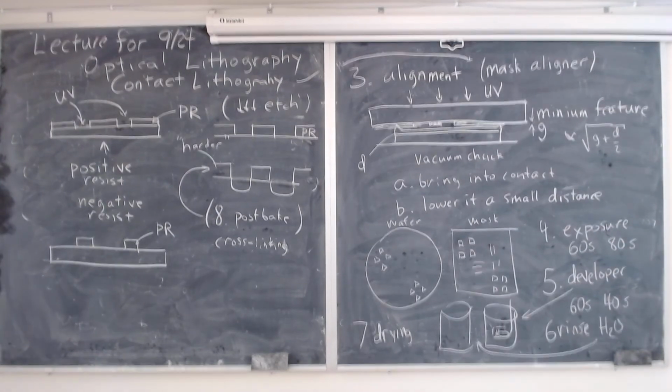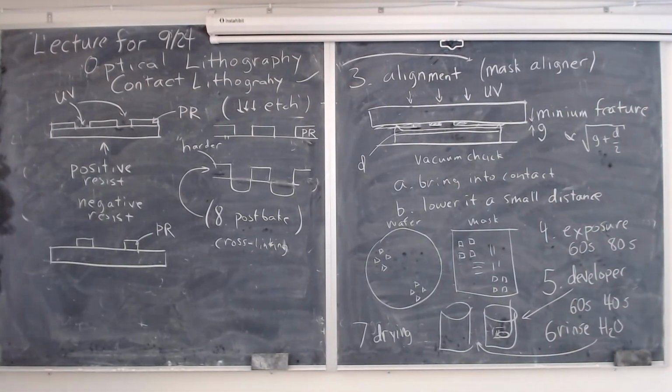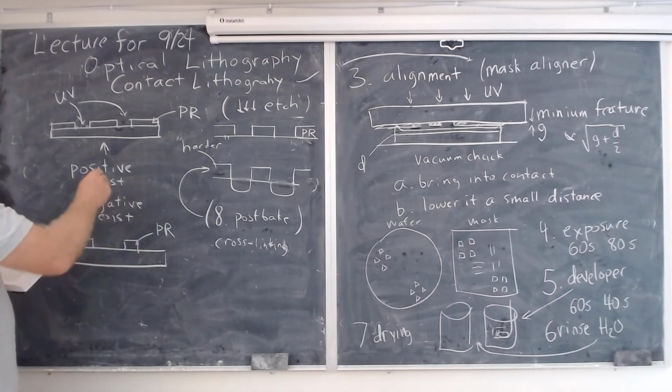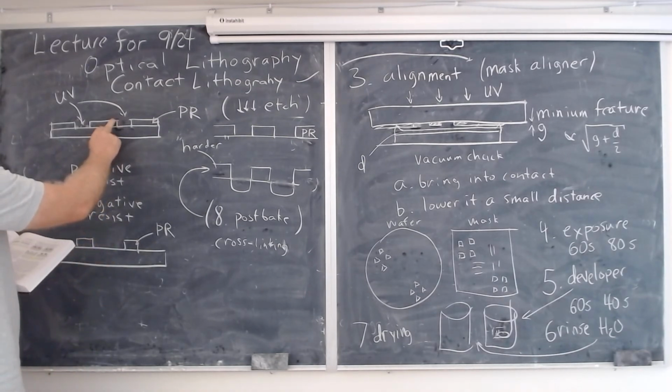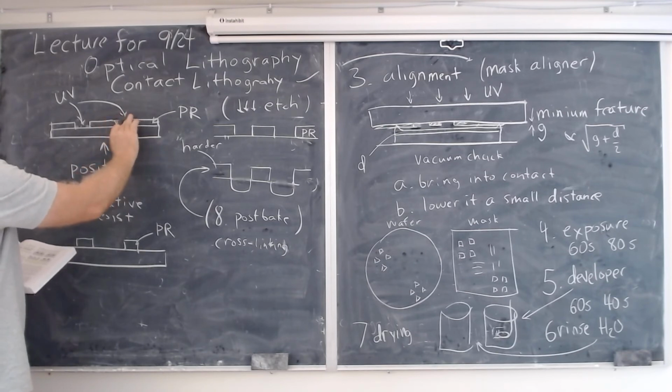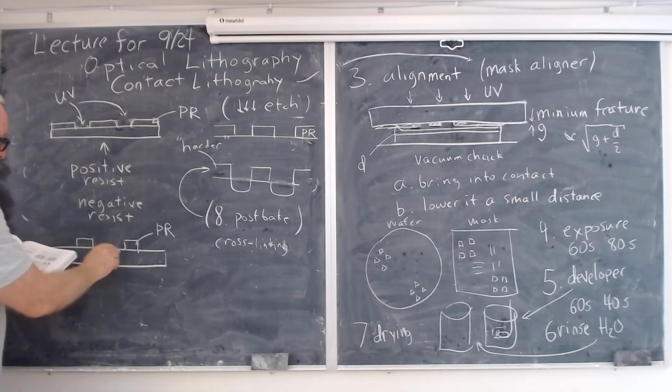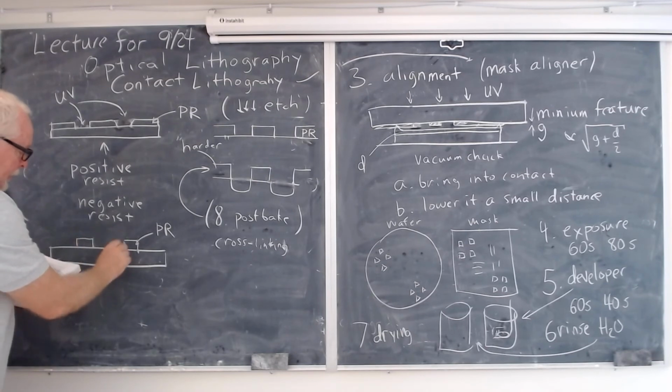Okay, so it's positive and negative. Now in the book he also talks about the fact that a positive resist will tend to give you this open V shape. Whereas for a negative resist, because the light can go sideways, it'll give you an inverted taper.